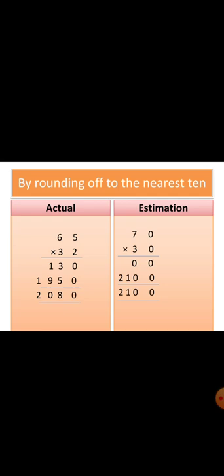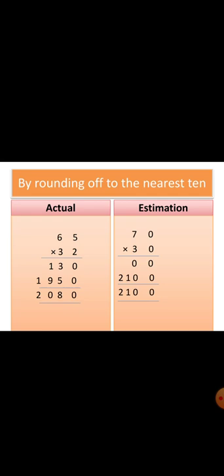First we are going to round off 65. In the 10 series, 65 comes between 60 and 70. And 65 is the exact middle number, which is rounded off to the next number, that is 70. The next number is 32. 32 in the 10 series will come between 30 and 40. And it is closer to 30, so it will be rounded off to 30.